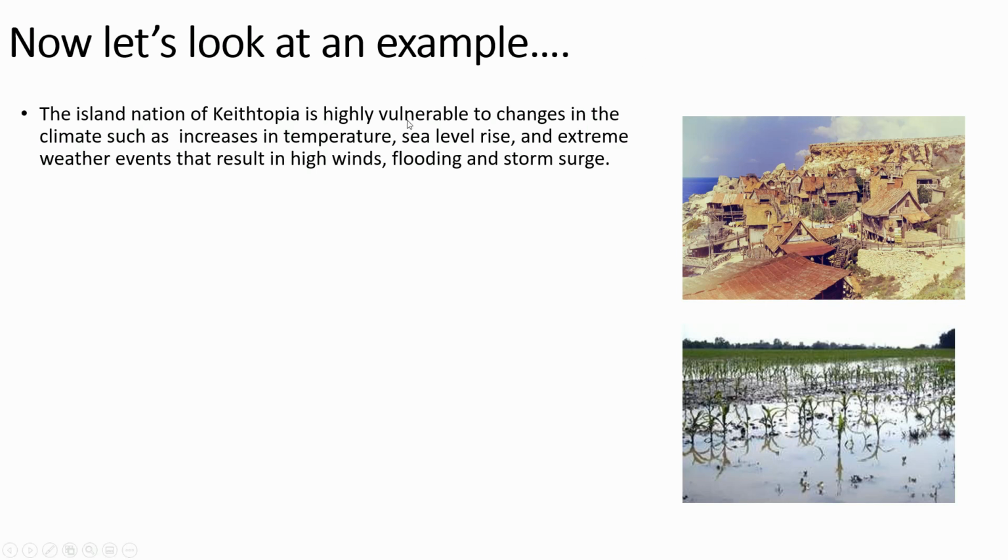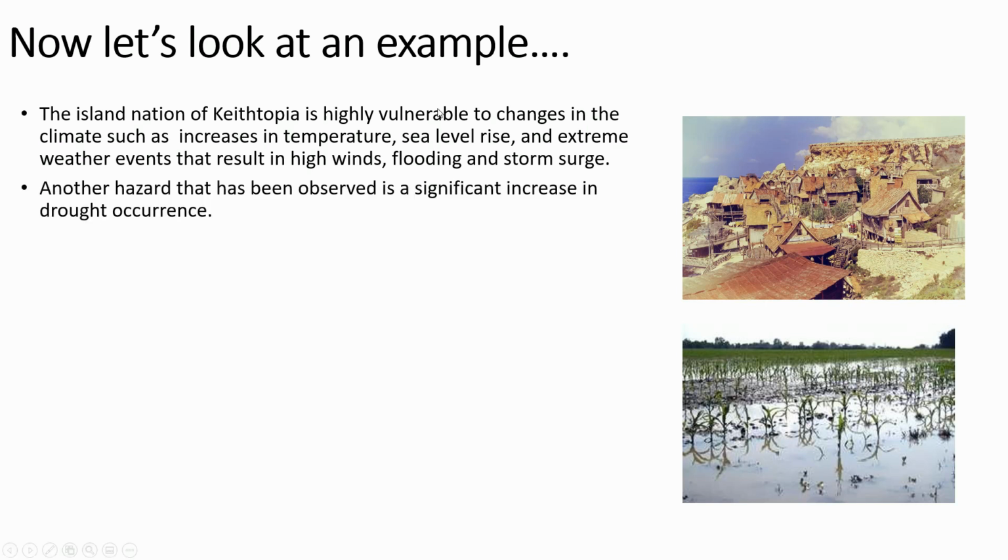We have our physical processes of climate change. These are the changes in environmental conditions driven by global warming, and that includes increasing temperature, directly related to global warming, sea level rise, again directly related to global warming, and then extreme weather events. And then we have our hazards here, the high winds and flooding and storm surge. So we have our physical processes, but we also have the hazards, which are the processes that can hurt people, places, and things. Another hazard that's been observed is a significant increase in drought occurrence.